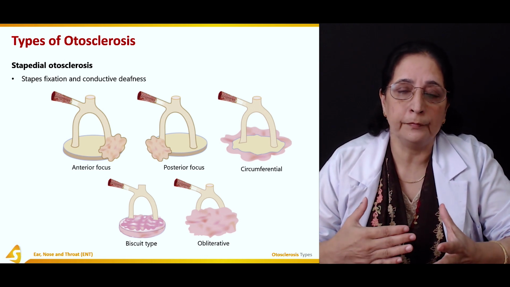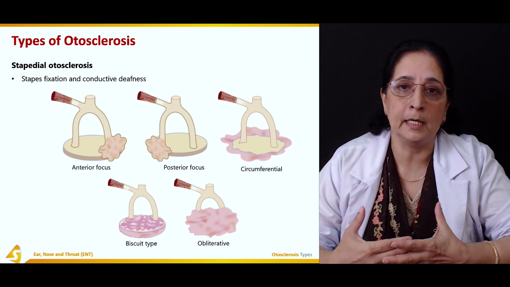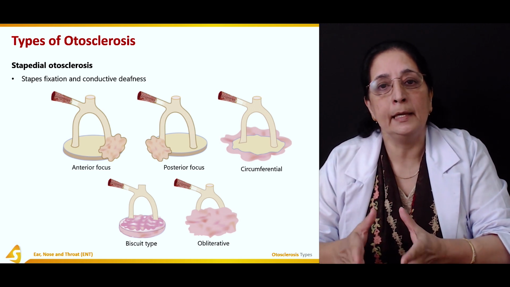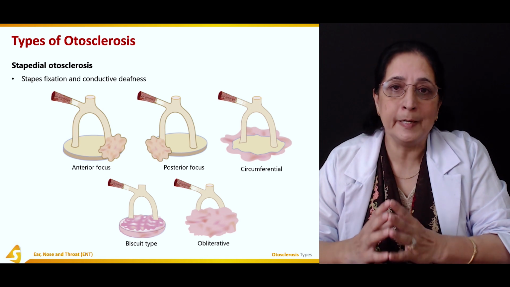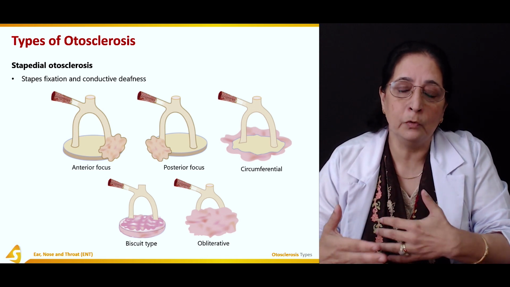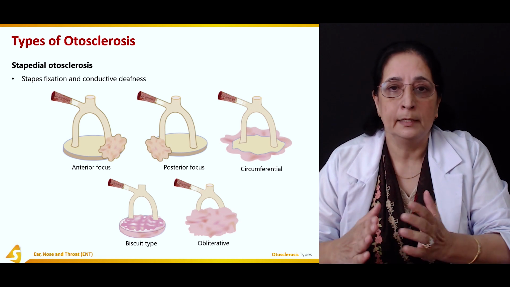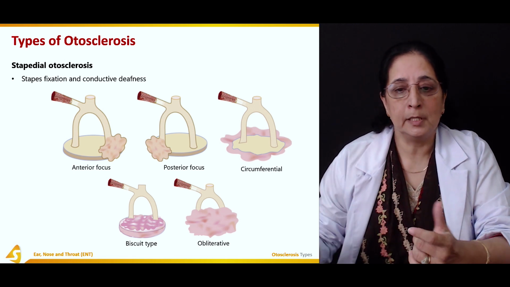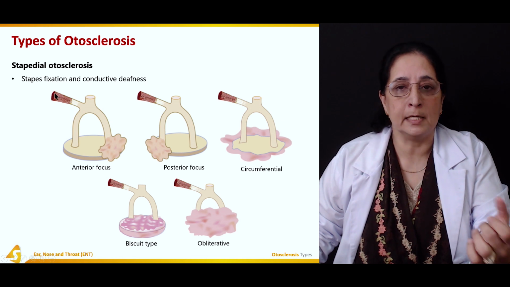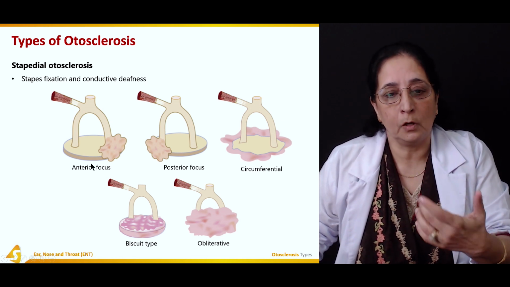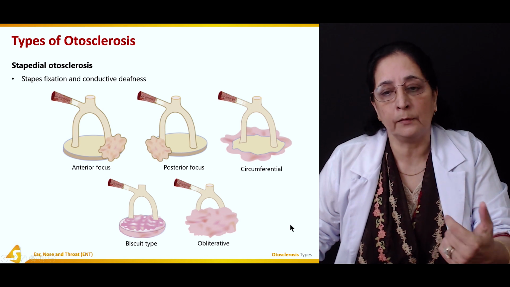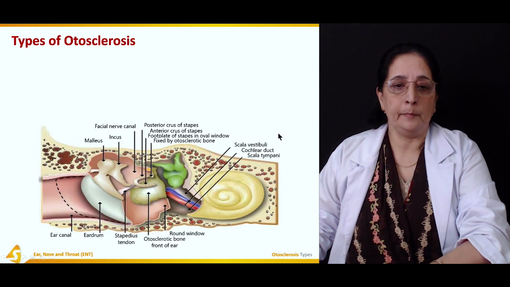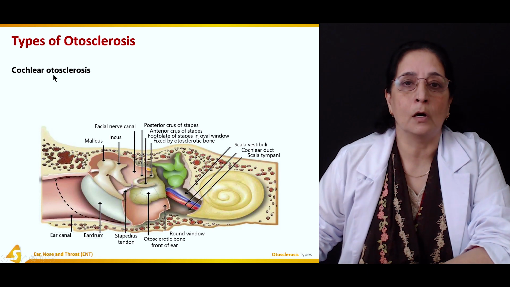It causes fixation of the stapes. Movement or mobility of these ossicles or stapes is very important for conduction of sound from the middle ear to the inner ear. If this stapes is fixed and it's not moving as a result of sound waves, the sound won't go into the inner ear and the person won't hear. So this is the conductive type of deafness because of the obstruction, because of the inability of the movement of the ossicles, especially the stapes.